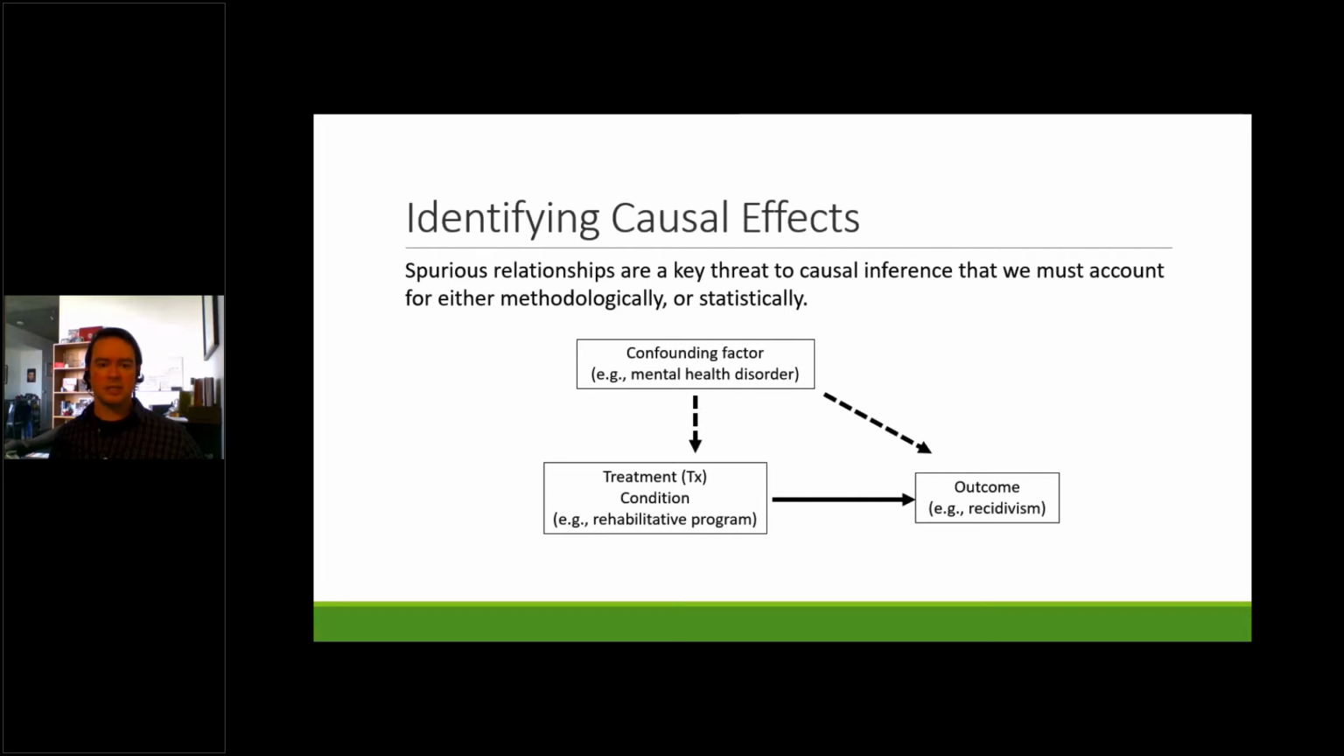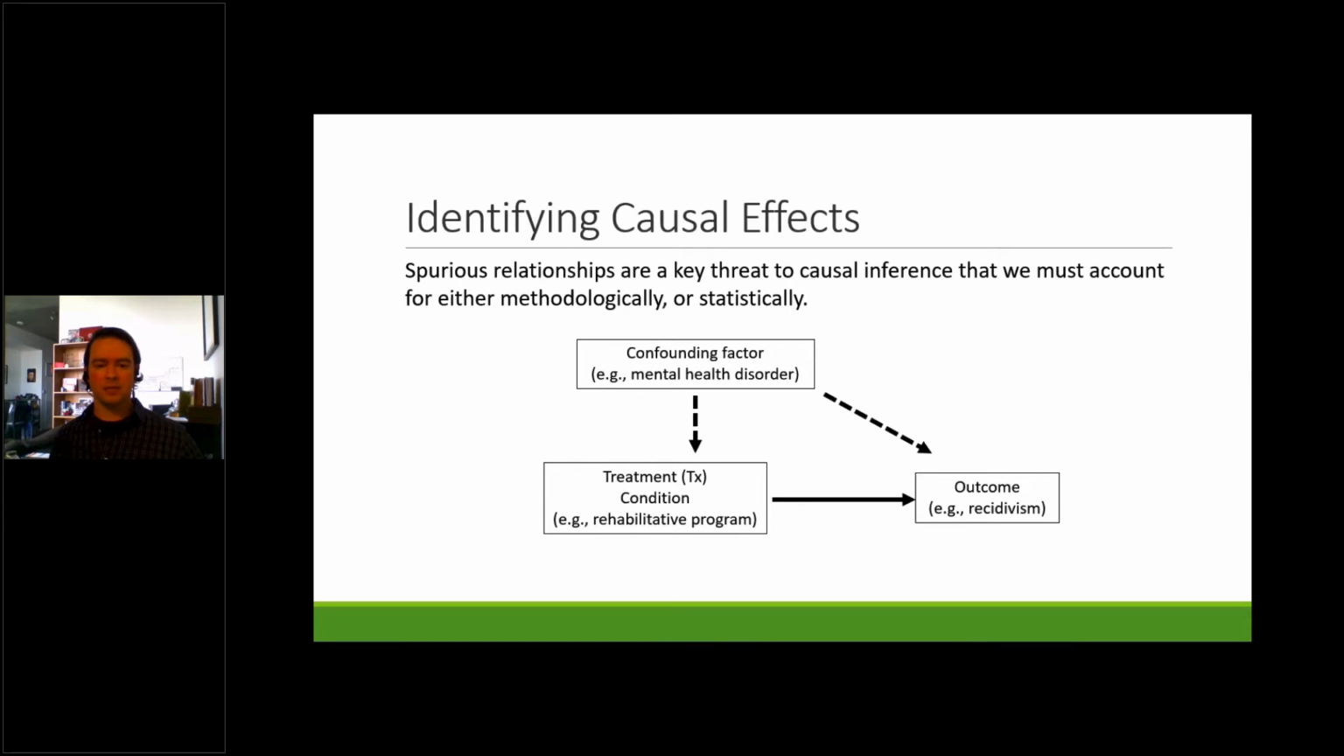Non-spuriousness is a key threat to causal inference that we must account for either methodologically or statistically. This is the purpose of designing rigorous methodology and employing complex statistical tools so that we can ensure that the degree of spuriousness is measured. The goal is always to isolate the effect of the treatment on the outcome.